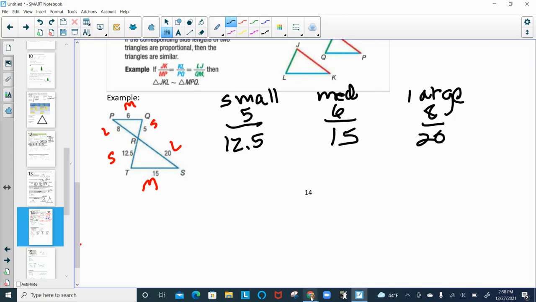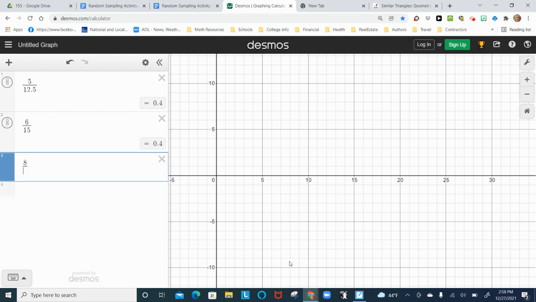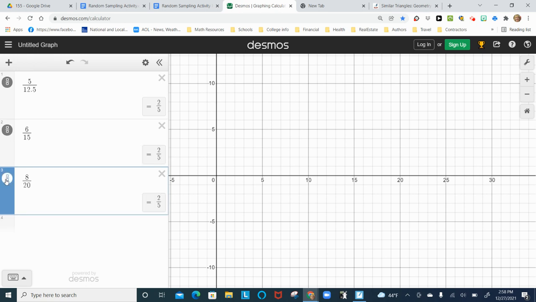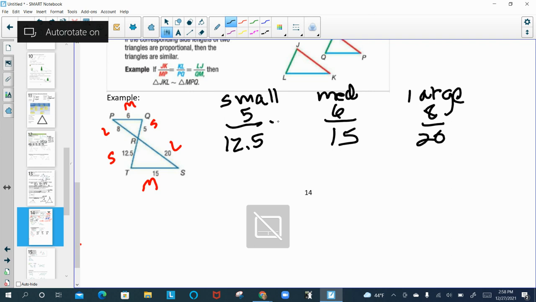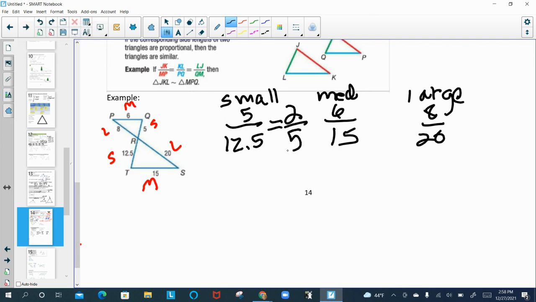And then 8 divided by 20. And see here, 0.4. Or if we get a fraction, that'll be 2/5. There's our similarity ratio. And you have all three pairs of side lengths, which are proportional. They have the same scale factor.